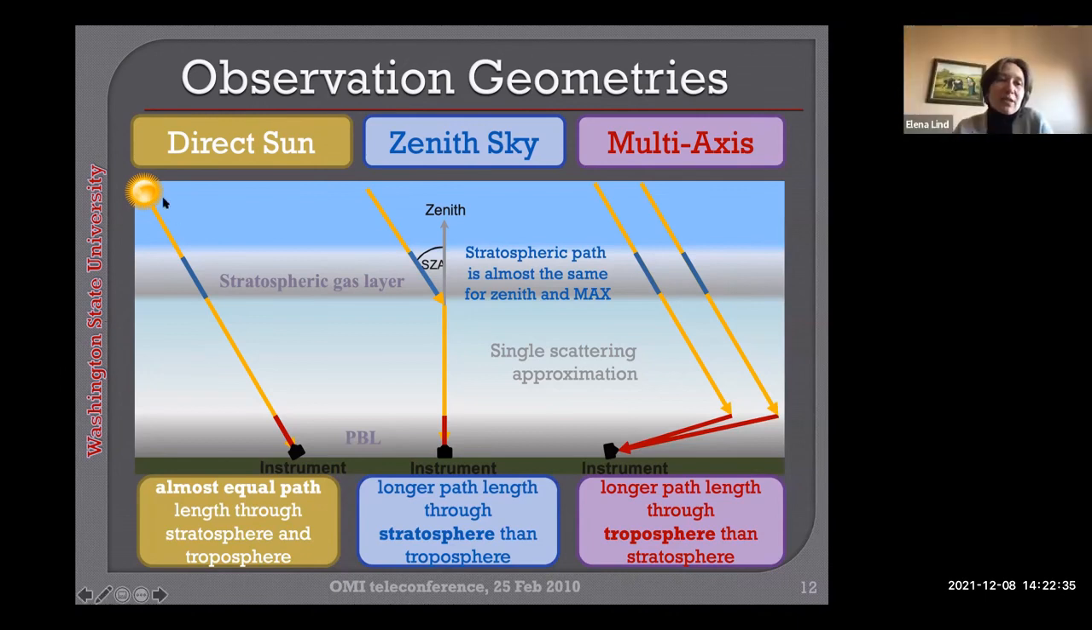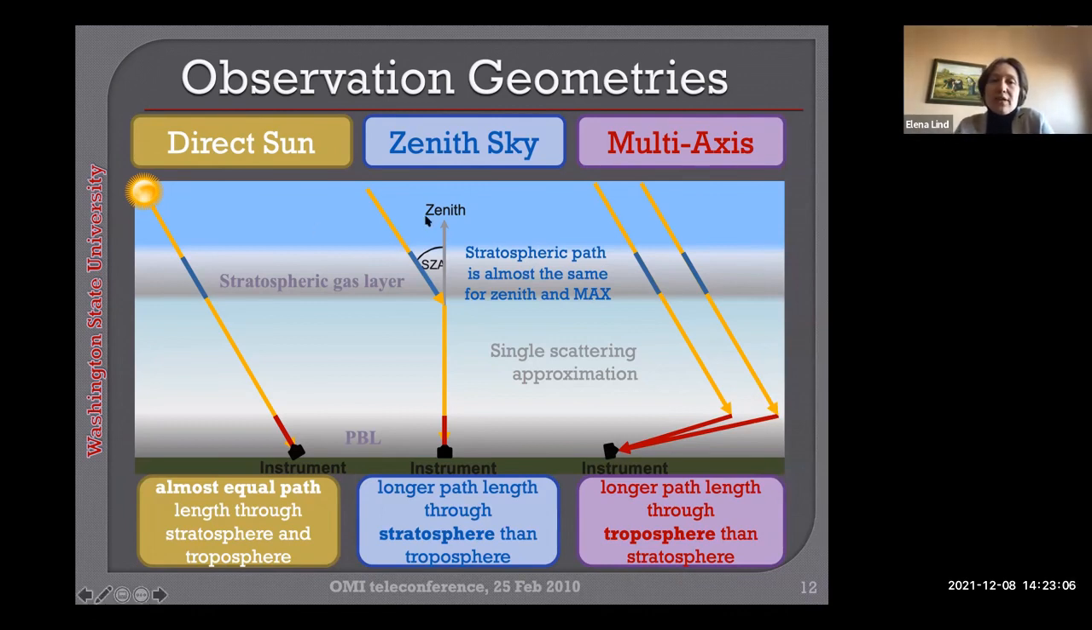So if you're looking straight at the sun, the photons are just going to travel right towards you. So you know where the sun is, you know where you are. You can pretty much calculate the path. There's no real sensitivity to the profile, to where exactly your pollution was, unless you're at very, very high solar zenith angles. The other observation geometry, and note that you can combine everything to really squeeze out all the information you can.